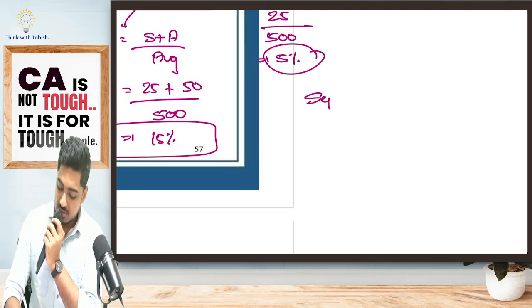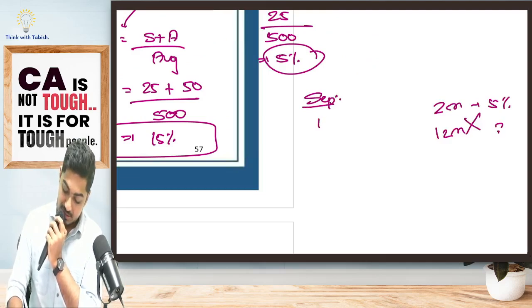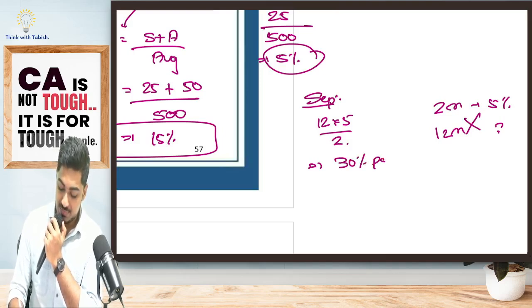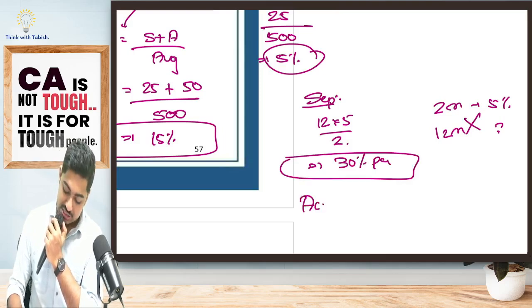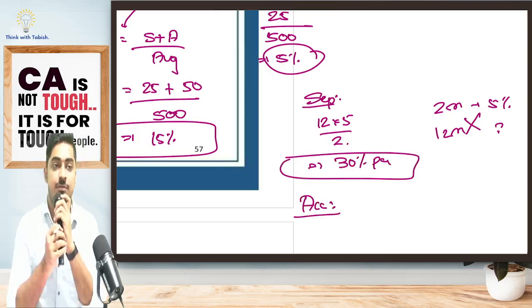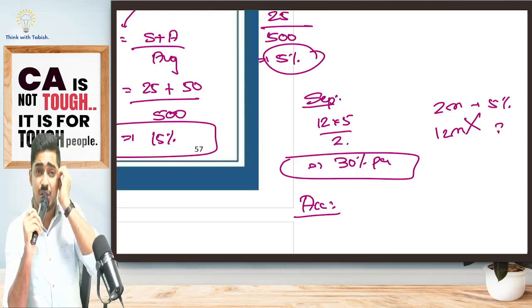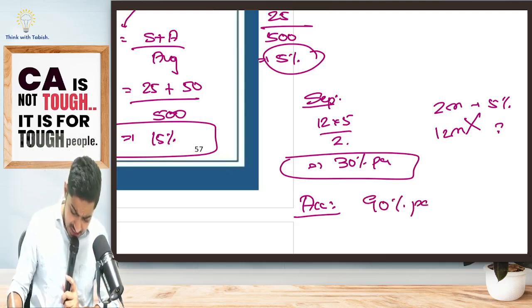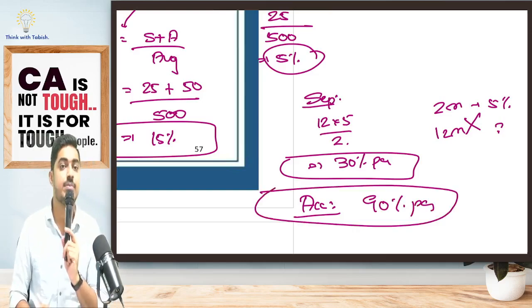Separation. Look at this. For 2 months is 5%. That means for 12 months is how much? 12 into 5 by 2. How much is it, students? 30% per annum? Yes or no? Accession also 15% for 2 months. That means for 1 month is 7.5 percentage into 12 months. Is it 90 percentage per annum? Yes or no, everyone? Perfect.